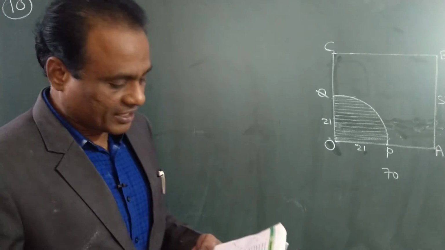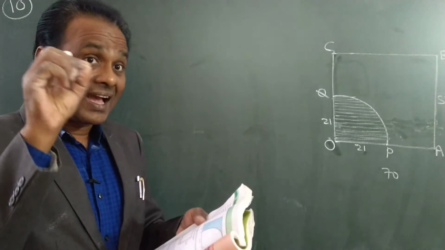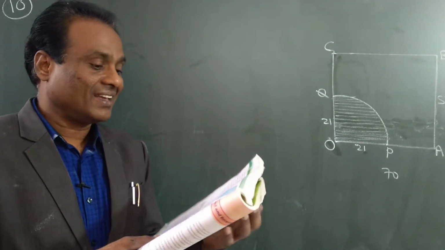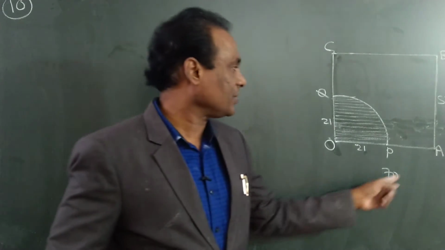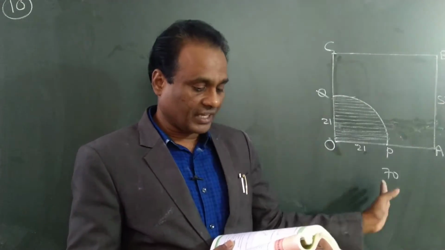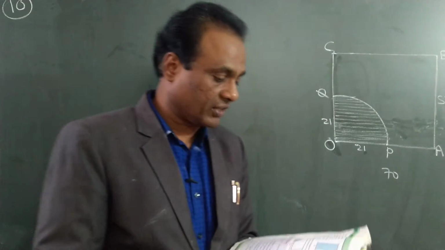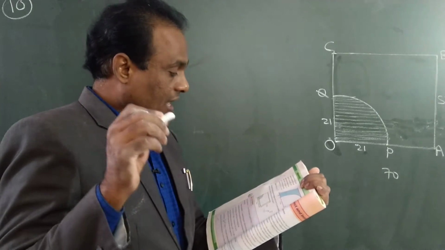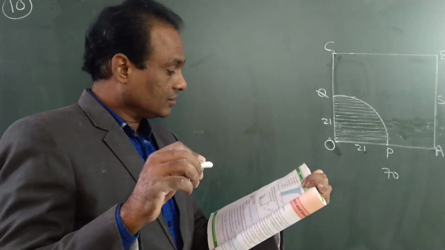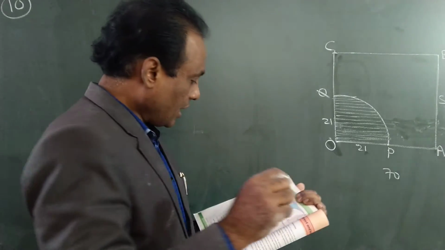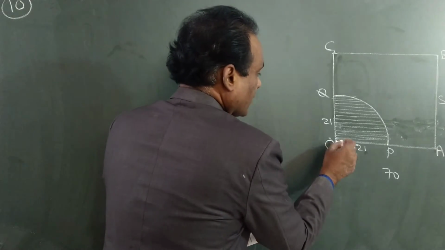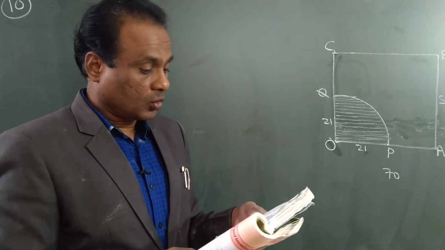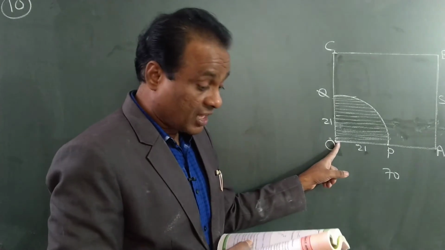Okay. Now look at the problem. I am reading the question. A horse is placed for grazing inside a rectangular field 70 meters by 52 meters. So this is a rectangular field. Where is the horse? Horse is placed at one point. This is the horse, placed at one corner.